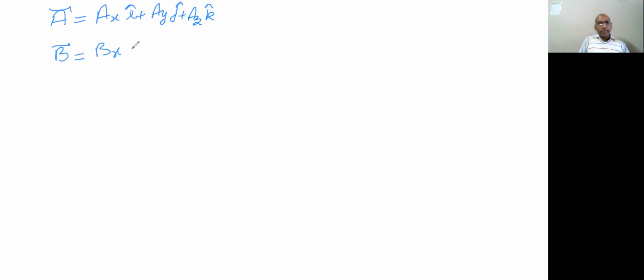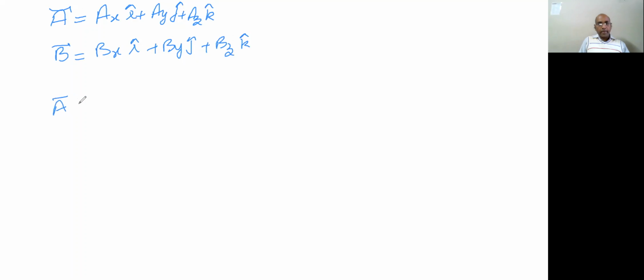Okay, so if I talk about Cartesian coordinates, we know vector A can be written as Ax i cap plus Ay j cap plus Az k cap. Similarly, vector B is Bx i cap plus By j cap plus Bz k cap.